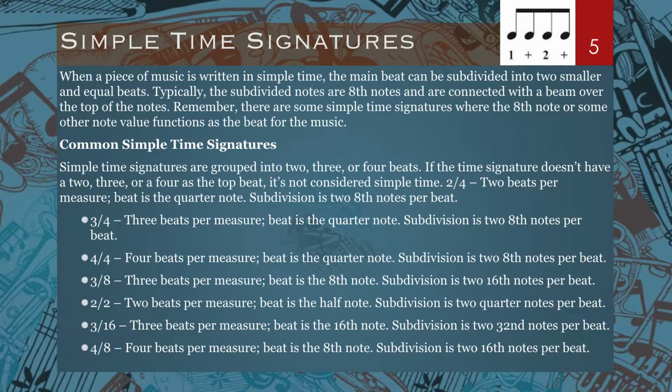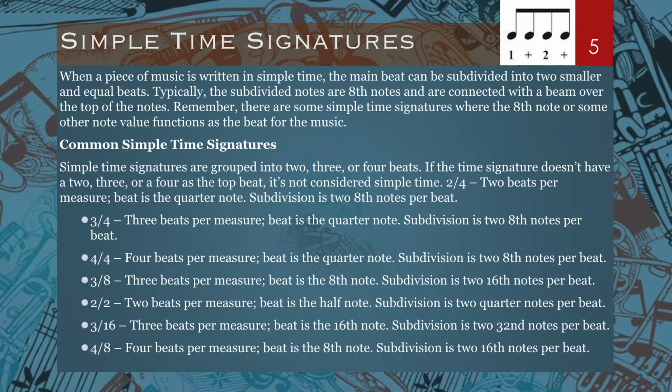In 2/2 time, you have 2 beats per measure. The beat is a half note, and the subdivision is 2 quarter notes per beat. So we call that simple duple because the top number is a 2. The next one would be simple triple. 3/16 is going to be simple triple because the beat is a 16th note, and the subdivision is 2 32nd notes per beat.